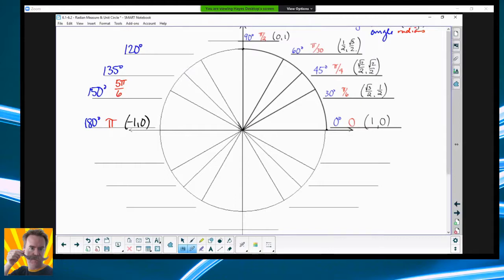Again, you could go 135 times pi over 180, or think through it. If this arc length is pi over 4, what is pi minus pi over 4? Well, you'd have 4 pi over 4 minus pi over 4. So all of a sudden now you're going to have a little bit less. This is going to now be 3/4 pi. 3 pi over 4.